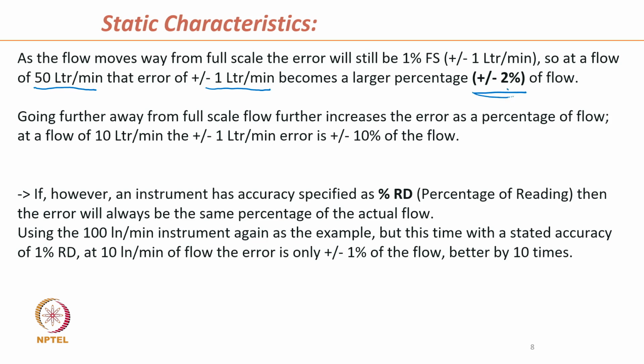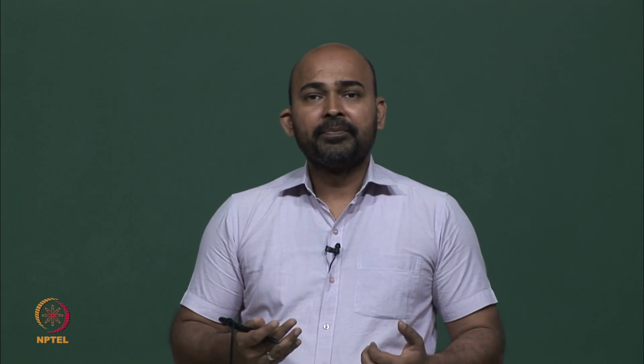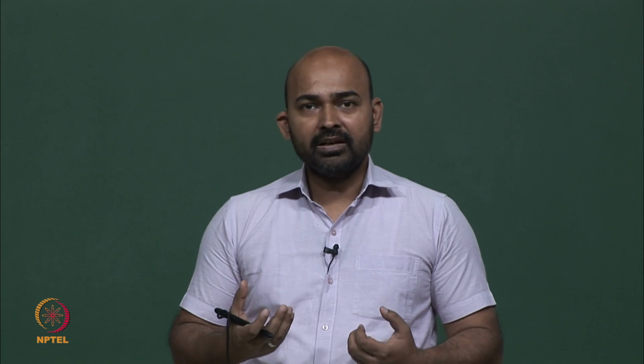This is now higher than 1% which we have shown for a full scale reading. Going further, if the flow reduces further to 10 liter per minute, this error remains same, 1 liter per minute, then the error is 10%, which is quite a huge error. So, if we express the error in terms of full scale reading, then the magnitude of error remains same, and if the input reduces or the output reduces, then this error becomes significant compared to the reading.